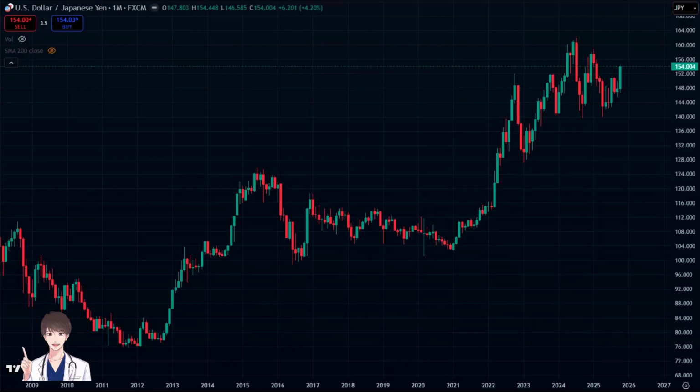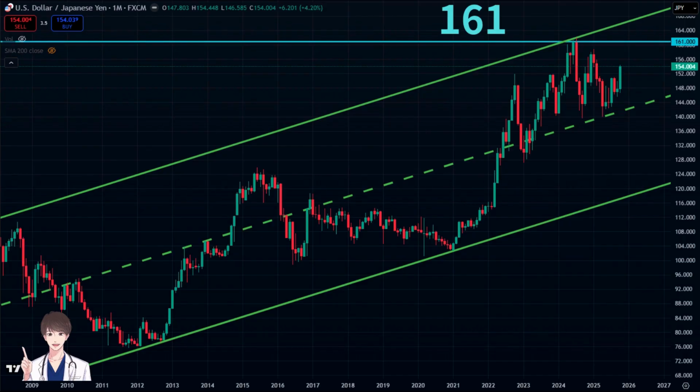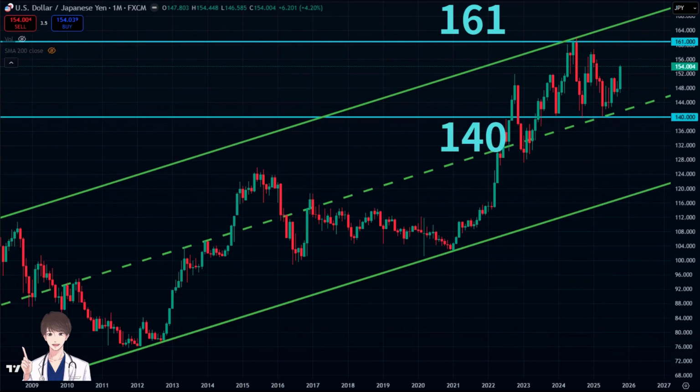Next, let's move to the monthly chart. Here, we can draw an ascending channel. Since reaching 161 in July 2024, upward momentum has slowed, but strong buying pressure continues to appear around the 140 level, where price has repeatedly bounced.